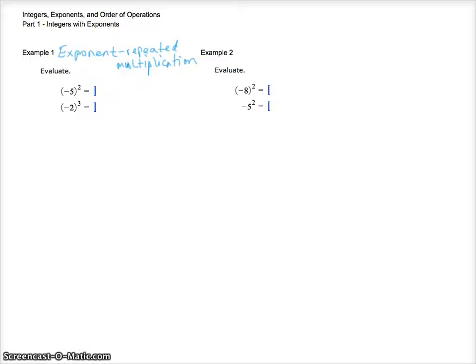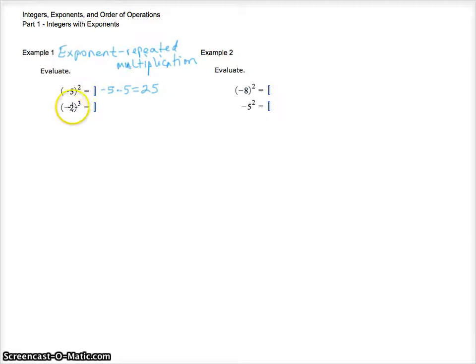So when it says evaluate -5 squared, that means I'm going to multiply 5 twice. So the 2 means multiply twice, so I'm actually going to do -5 times -5. And based on my multiplication rules, -5 times -5 is going to be positive 25.